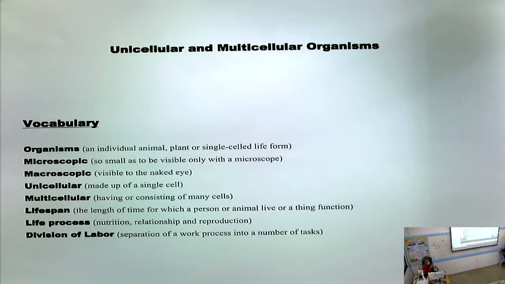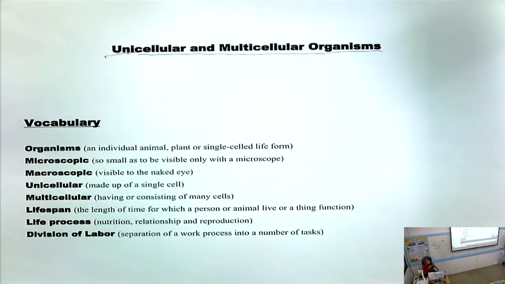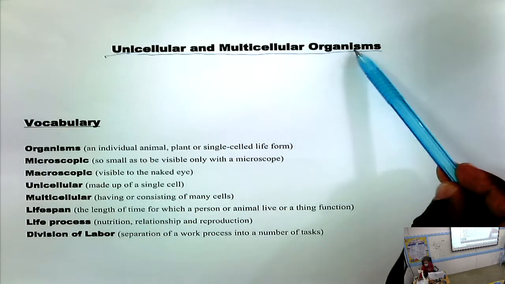If you remember, in our previous lessons, we were talking about atoms in chemistry, saying atoms are the smallest unit of matter. And now we are into biology. We are going to be looking at cells, which are the basic units of living organisms. So this is our topic: unicellular and multicellular organisms.